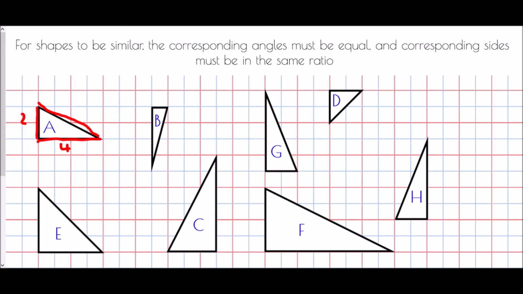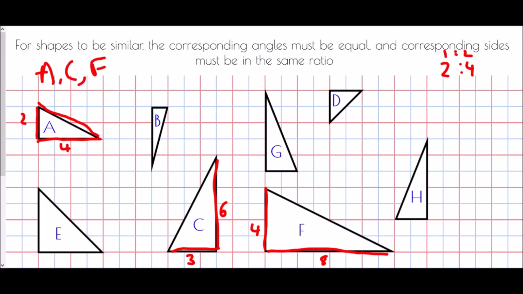So 2 and 4, basically it would be a ratio of 2 to 4. It means that actually the ratio is the same as 1 to 2. So basically the base must be double the height. So are there any other shapes that are in that formation? Well, if I have a look at C, that is 3 and 6. That is a ratio of 1 to 2. And therefore A and C would be similar. If I have a look at F, well, that is a height of 4 and a base of 8. And so that is a ratio of 1 to 2. Those 3 shapes would all be similar. So A, C and F.